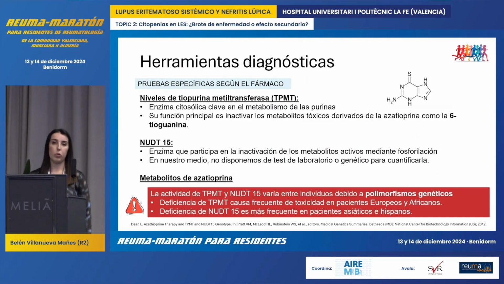Here are a few brief points to keep in mind, especially regarding the toxicity of azathioprine, which involves the levels of thiopurine methyltransferase, a key cytosolic enzyme in purine metabolism. Its main function is to inactivate toxic metabolites, such as 6-thioguanine. And another enzyme is the NUDT15 enzyme, which also inactivates toxic metabolites through phosphorylation. However, for this latter enzyme, we still do not have laboratory or genetic tests available to quantify it in clinical practice.